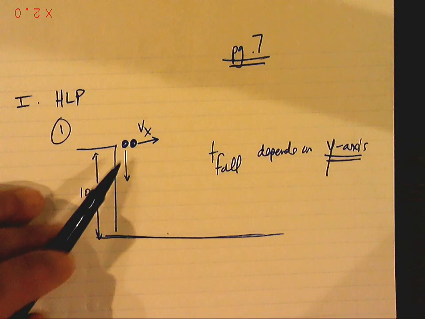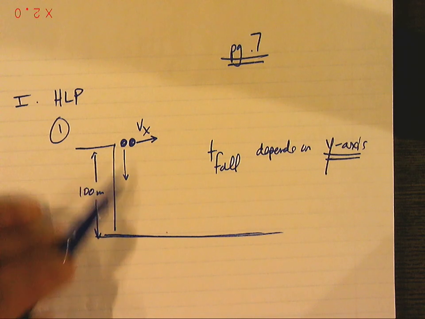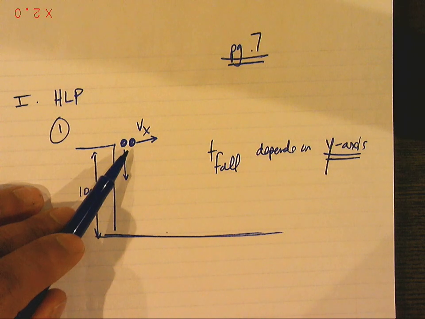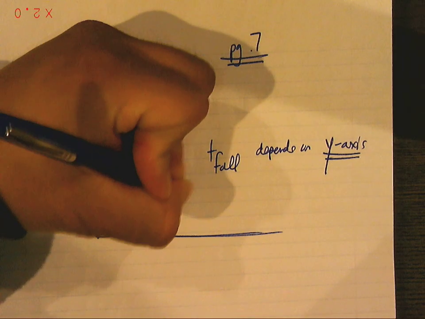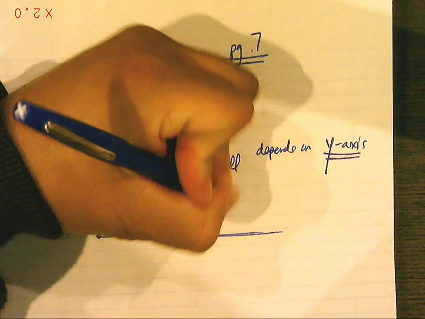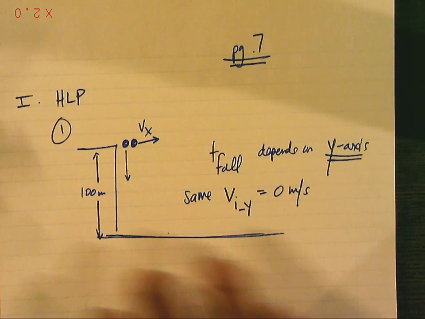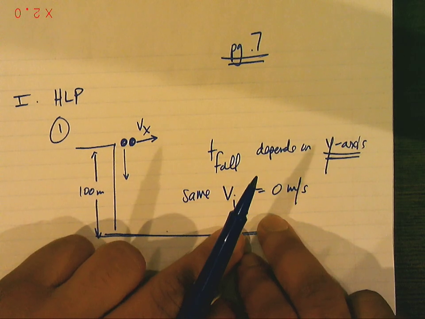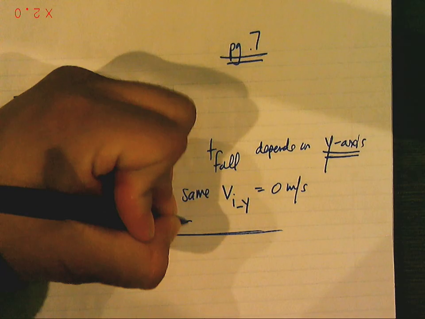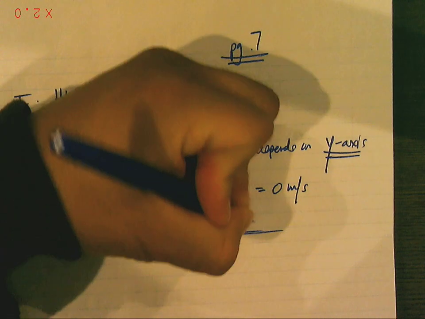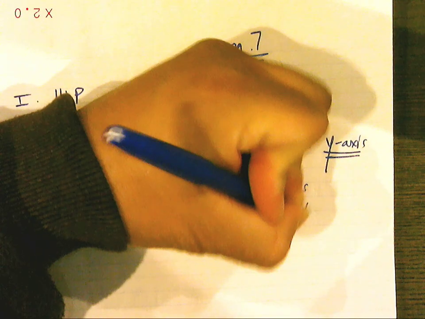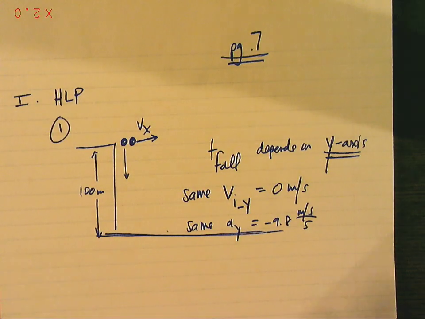In this case, if you look at both these objects, whether I just let it drop from this height or I'm shooting it out, both of them in respect to the y have the same v initial in the y, which is 0 meters per second. So because they both fall from the same height, they both have the same initial velocity in the y, they both have the same acceleration in the y, which is negative 9.8 meters per second squared, then they're both going to hit the ground at the same time. And so 2 is a great review question.